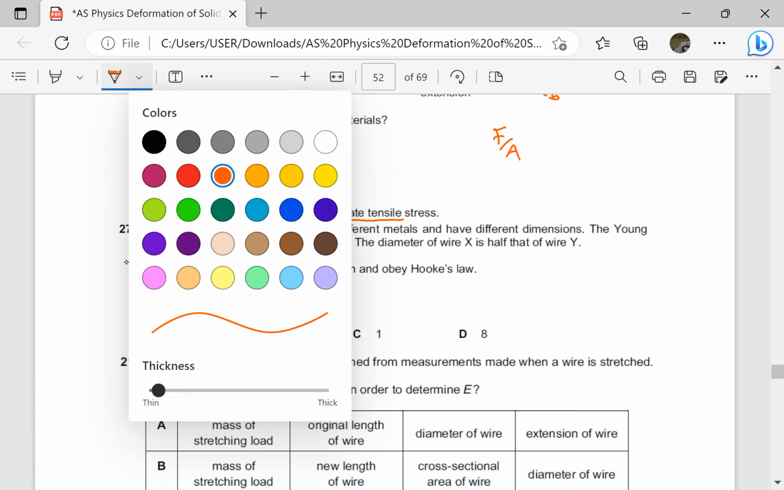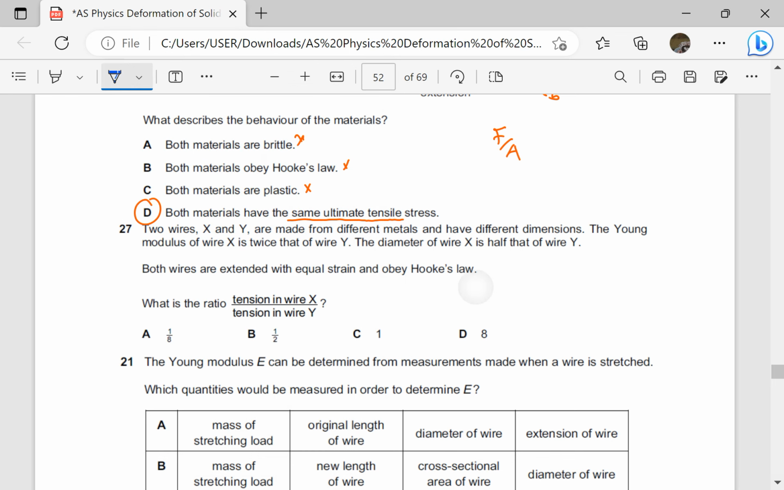Two wires X and Y are made from different metals and have different dimensions. The Young modulus of wire X is twice that of wire Y. The diameter of wire X is half that of wire Y. Both wires are extended by equal strain, so the strain is the same, and obey Hooke's law. What is the ratio tension in wire X over tension in wire Y?